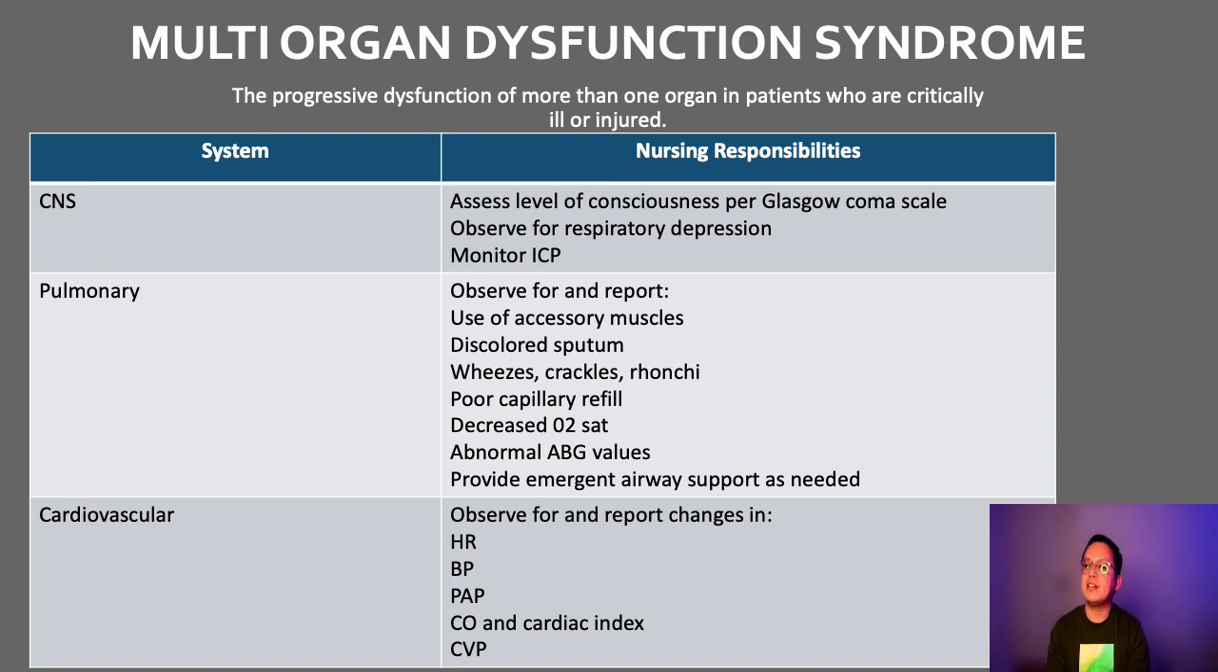For cardiovascular, observe for and report changes in the following: heart rate less than 60, automatically report. Blood pressure systolic less than 90, report. PAP, CO or cardiac output, cardiac index, and CVP. Report.